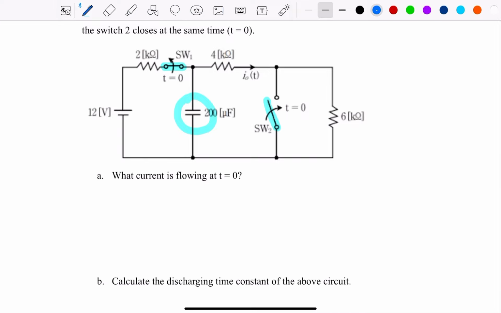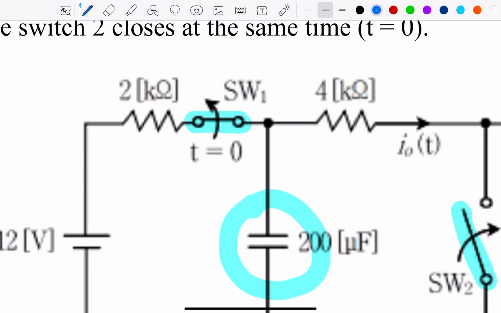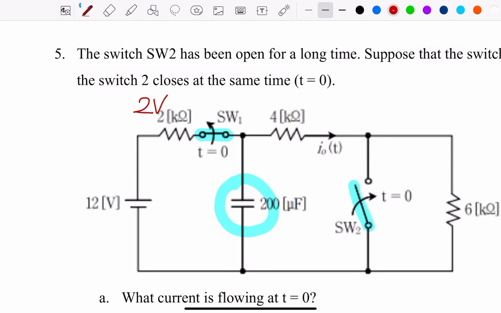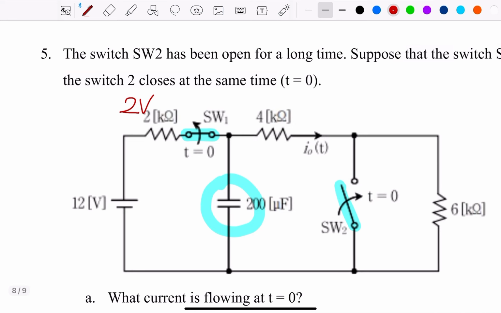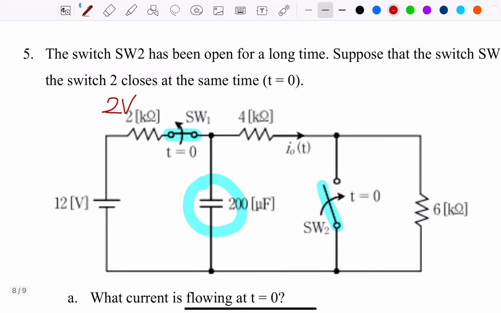First, this resistor will have a voltage drop of 2 volts. Do you agree with it? You should understand it. And the capacitor will receive 10 volts. Okay? Good? Good.